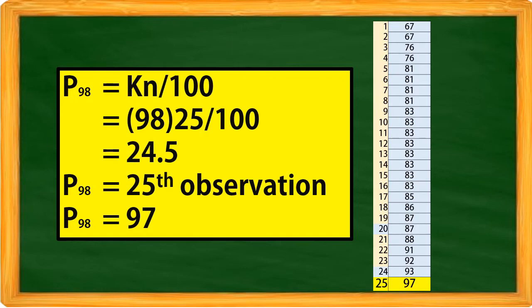Percentile 98 is equal to Kn divide 100 is equal to 98 times 25 divide 100 is equal to 24.5. Round off po natin, magiging 25. So therefore, the percentile 98 is equal to the 25th observation in the arrangement of scores. So tingnan natin, sa arrangement ng scores, ang pang 25th is 97. Kaya po, percentile 98 is equal to 97.